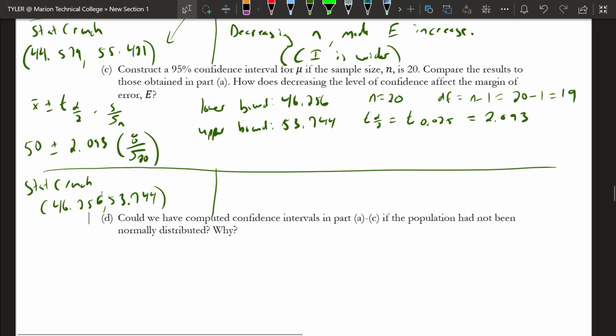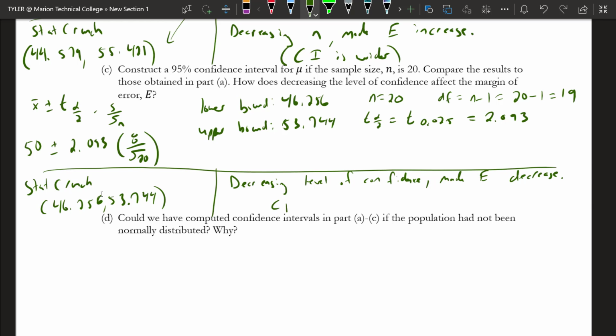So decreasing the level of confidence made E decrease. We can see that because the confidence interval is narrower.